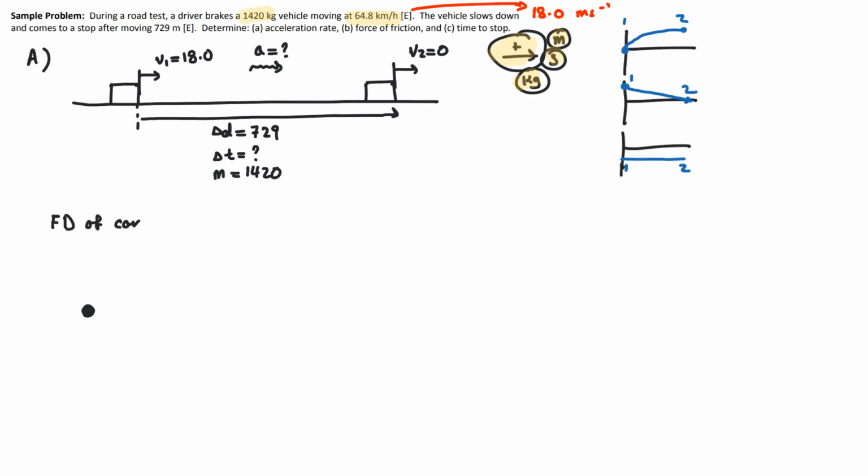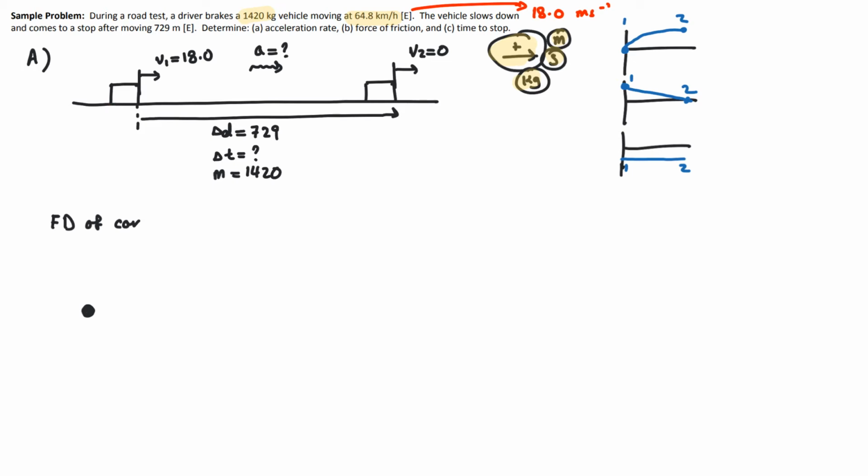And what are the forces acting on it? Well, the driver is only pressing the brake, and when a brake is hit, the discs on the brake are going to get into contact, and as they do, there's going to be a force of friction, and that force of friction is going to slow down the car.